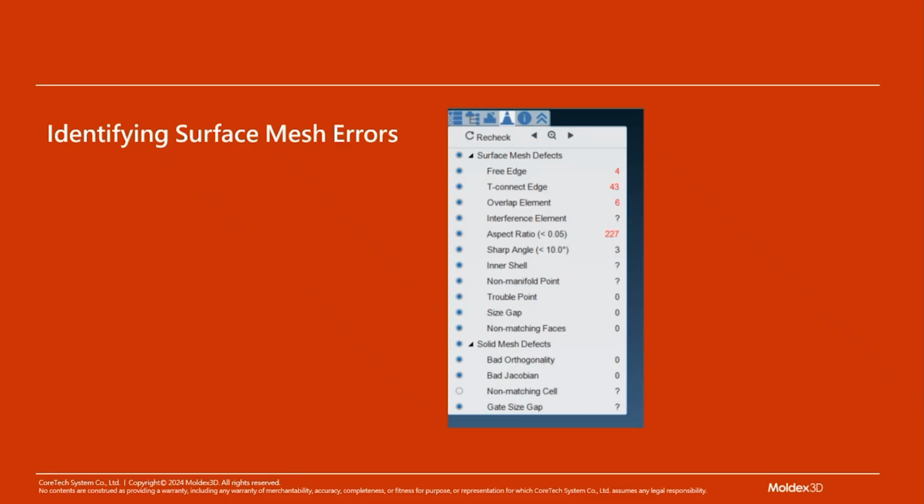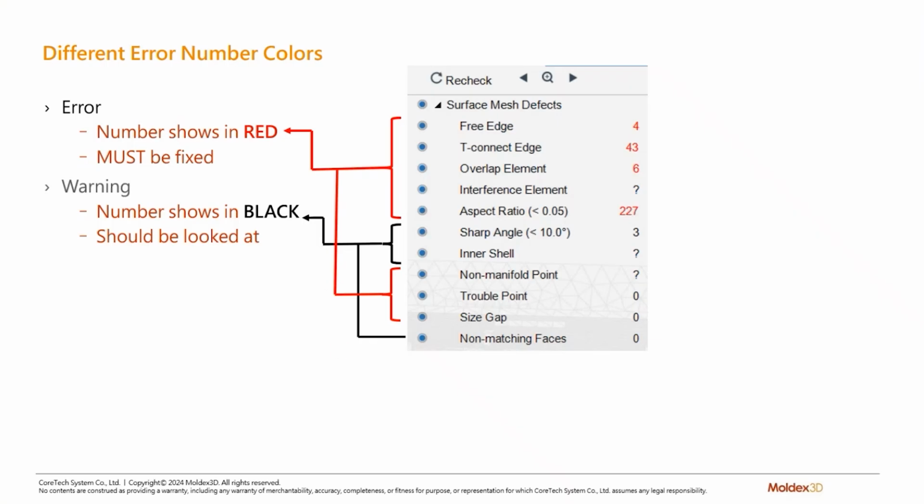All right, identifying the surface mesh errors. There's 11 in total. I'm going to now go through each one. If you haven't noticed already, some of these errors will show up in either red or in black, so they're categorized in two different severity types.